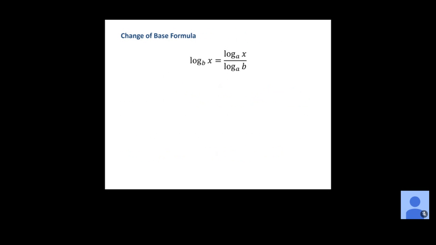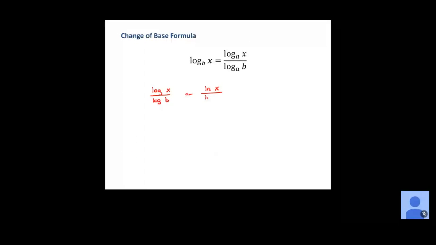Again, the reason this is useful is because it allows us to put it in the calculator, so the most common logs we're going to use are the common log or the natural log. So I could really write this as log of x over log of b, or natural log of x over natural log of b. And again, it doesn't matter what base you choose here, either the common base of 10 or the natural base of e. Those two fractions are going to give you exactly the same answer in this case, no matter what.